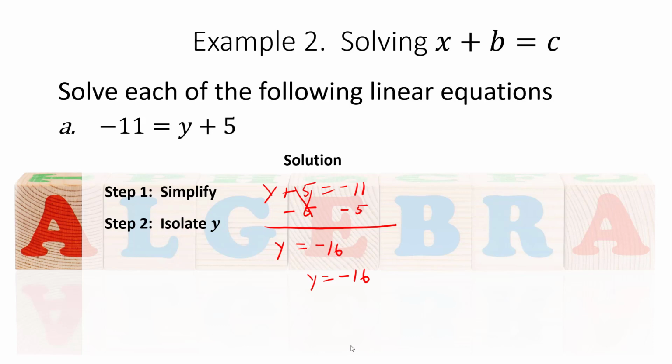Okay? And then finally, we want to check. Well, checking for this is a piece of cake, and it doesn't take much time. I encourage you to do that. Negative 16, which is what y was, plus 5 is equal to negative 11. Boom, we're done.